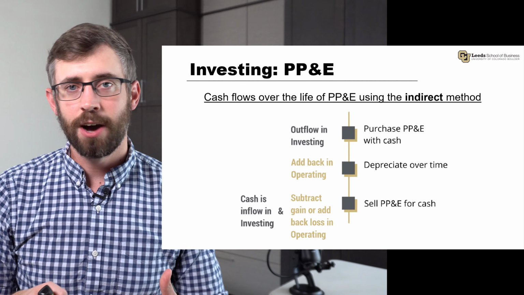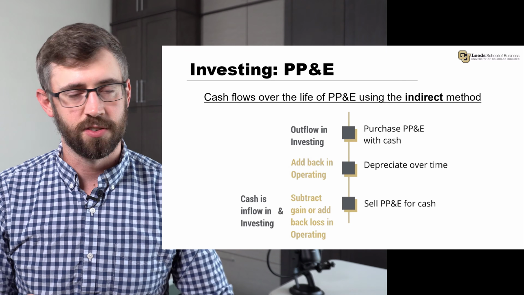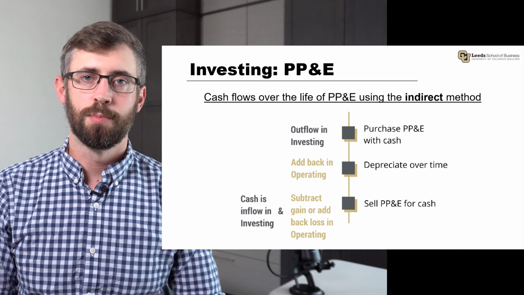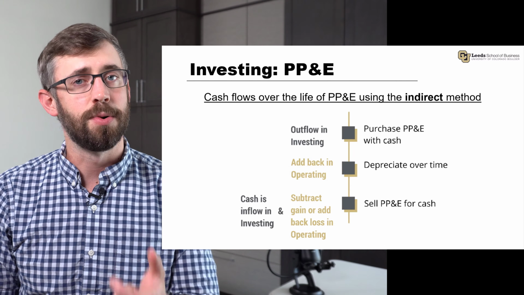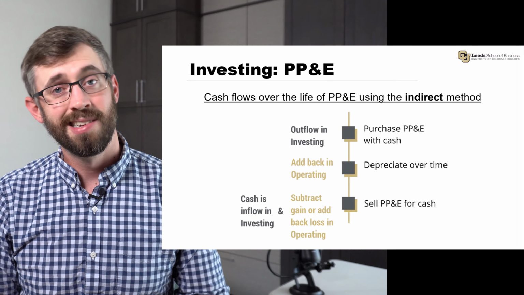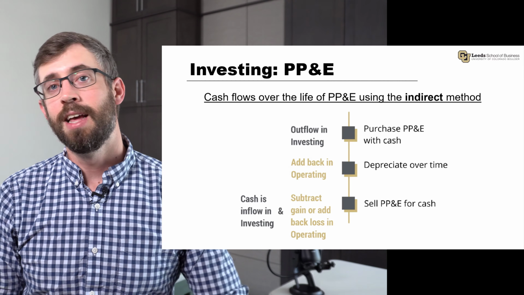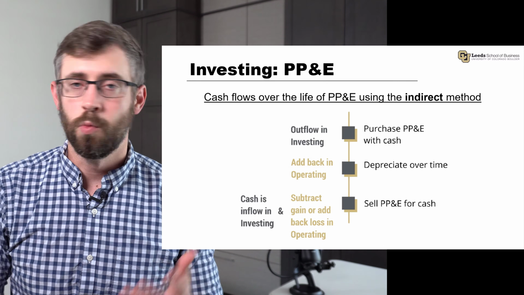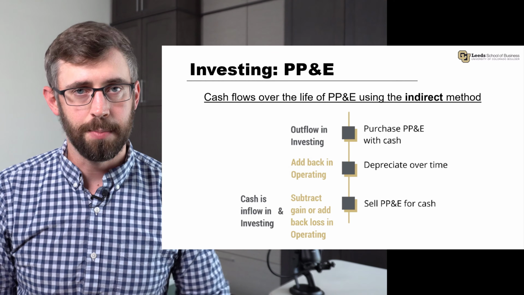So if the book value of our PP&E was, say, $100, so let's say we bought it for $200, we depreciated it for $100, and so the net book value is $100. If we sell that thing for $150, we're going to have a $50 gain. If we sell it for $50, we're going to have a $50 loss on that PP&E.